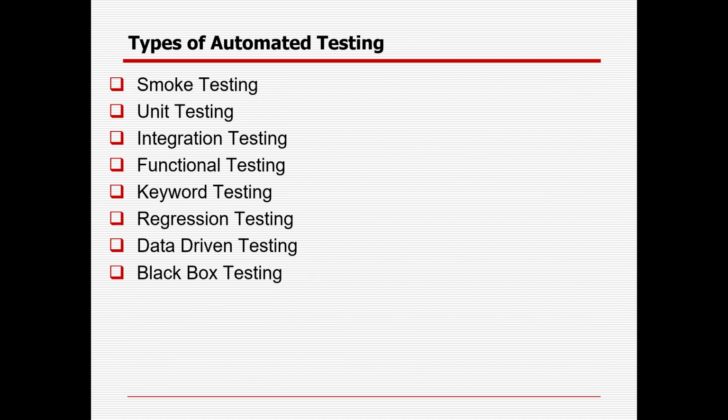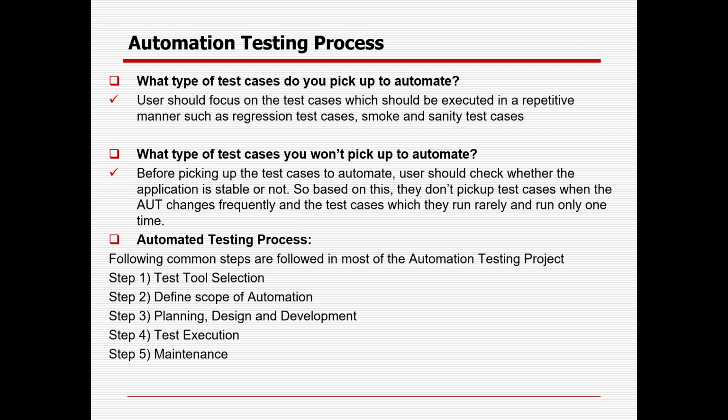What are the types of automation testing? What types of testing can you automate with the help of an automation tool? You can automate smoke testing, unit testing, integration, functional, keyword driven, regression, data driven, and black box testing.